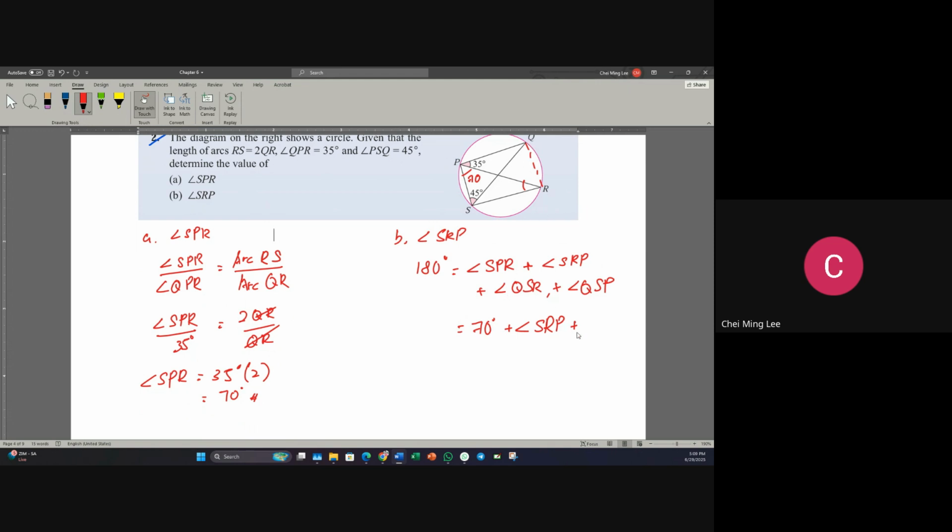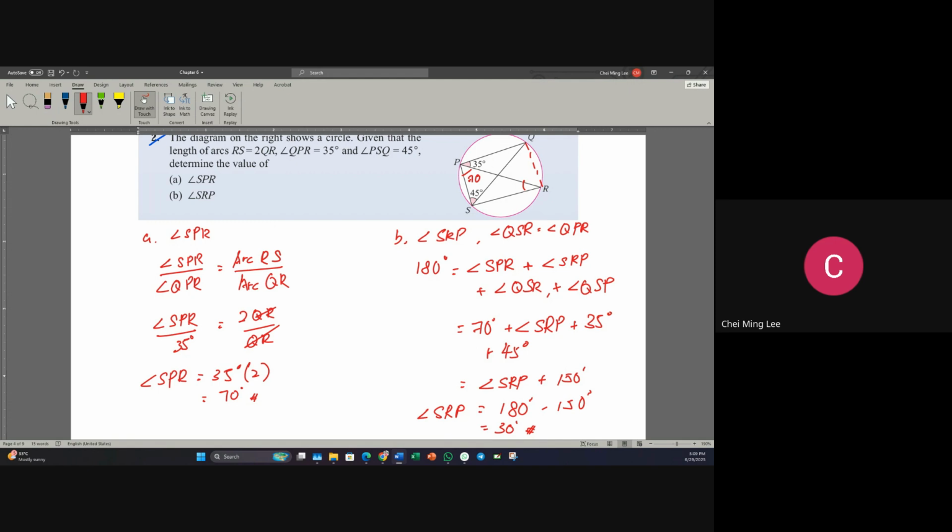QSR is equal to QPR, right? Angle of QSR equals angle of QPR, which is 35 degrees, and then plus another one, 45 degrees. So with this, you will get angle of SRP plus 150. Angle of SRP will be equal to 180 degrees minus 150 degrees, where the answer shall be 30 degrees.